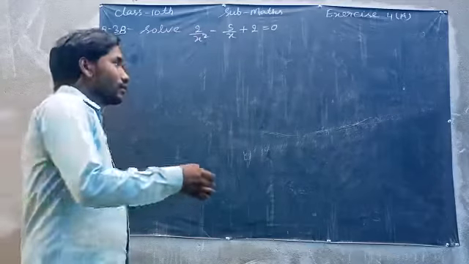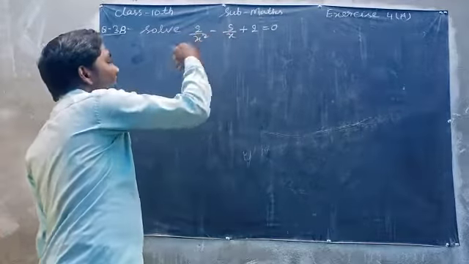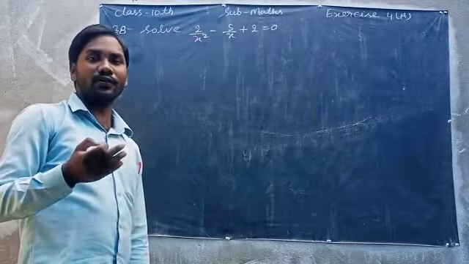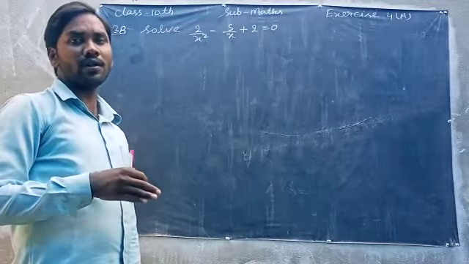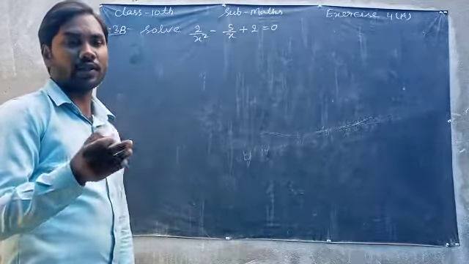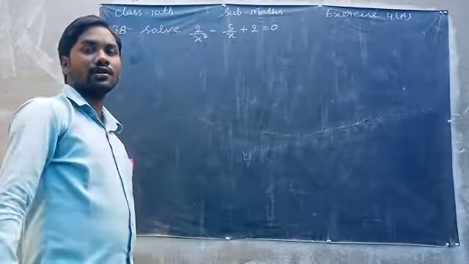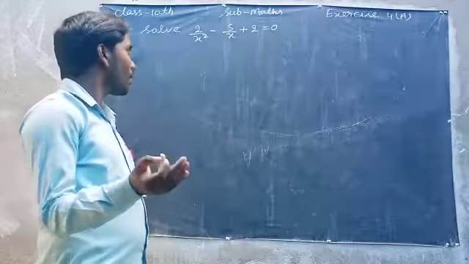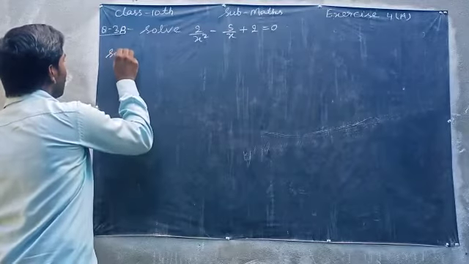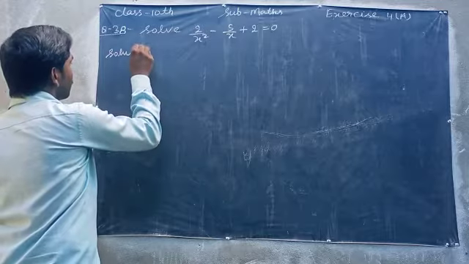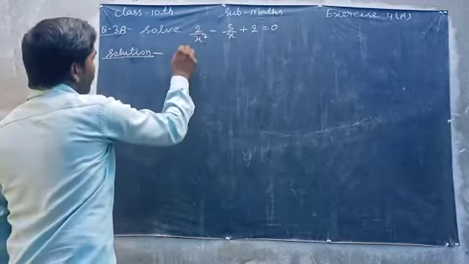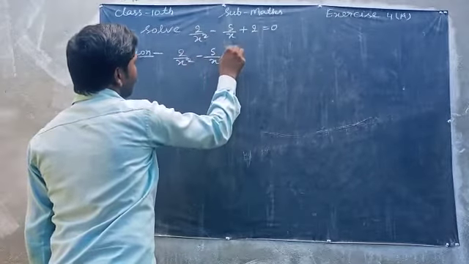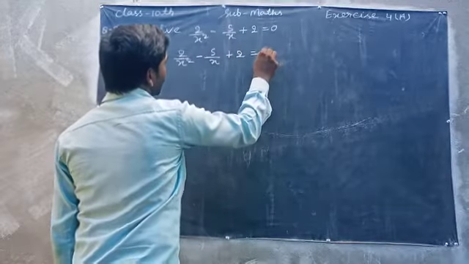You can see here that x square is a denominator and x is also a denominator. So, it is a little bit different from the previous question. First of all, we will convert this into the form of a quadratic equation, and after that we will solve the question for the value of x. So, let us solve the question. It is 2 upon x square minus 5 upon x plus 2 is equal to 0.